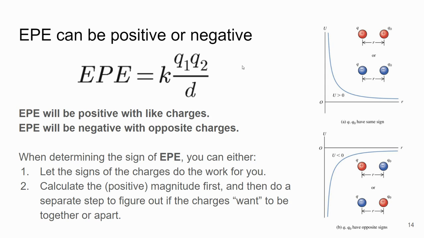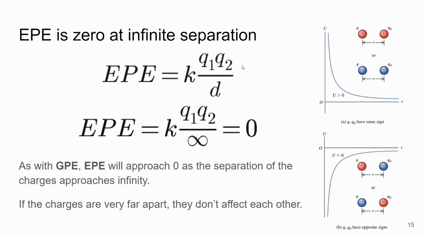Sounds complicated. It's a wordy explanation I've just given you. With practice, you do it a few times, and you figure out which way makes the most sense for you. So just like with GPE, if your charges are infinitely far apart, and so the D in the bottom becomes infinity, you have no EPE. EPE would be 0.